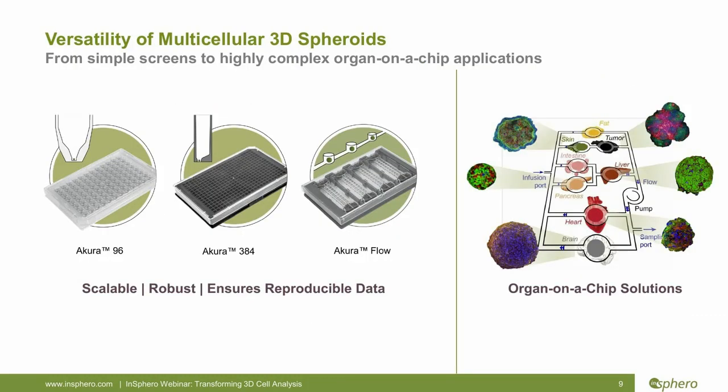Another feature that we like about multicellular spheroid models is their versatility in terms of culture format. As shown here, the same 3D spheroid model can be cultured in 96, 384-well, and even organ-on-a-chip formats. The latter format, organ-on-a-chip, enables an even higher level of complexity whereby researchers can study organ interactions as well as the effects of dynamic flow.